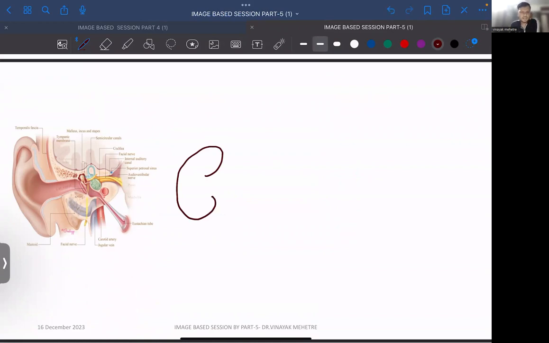Yes, it is the pinna, right? Pinna is followed by an S shaped canal. What is it? External auditory canal. This is our external ear.